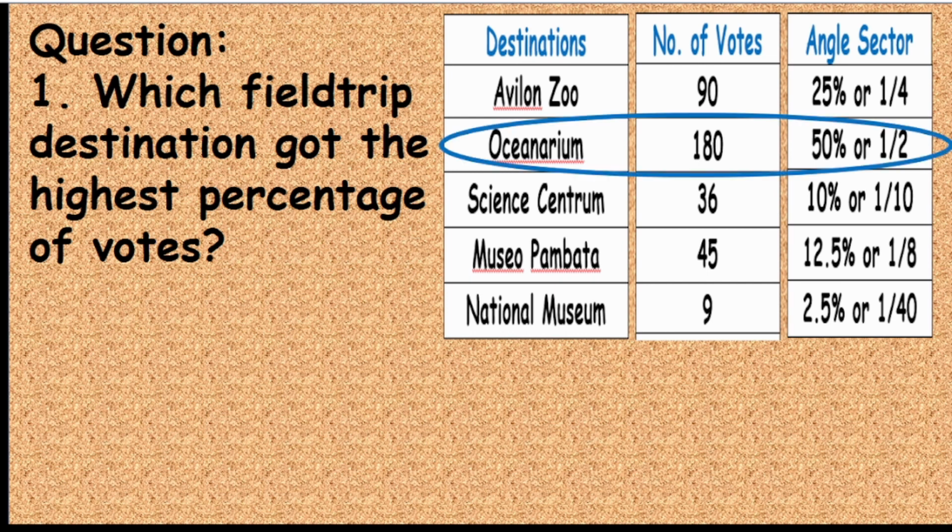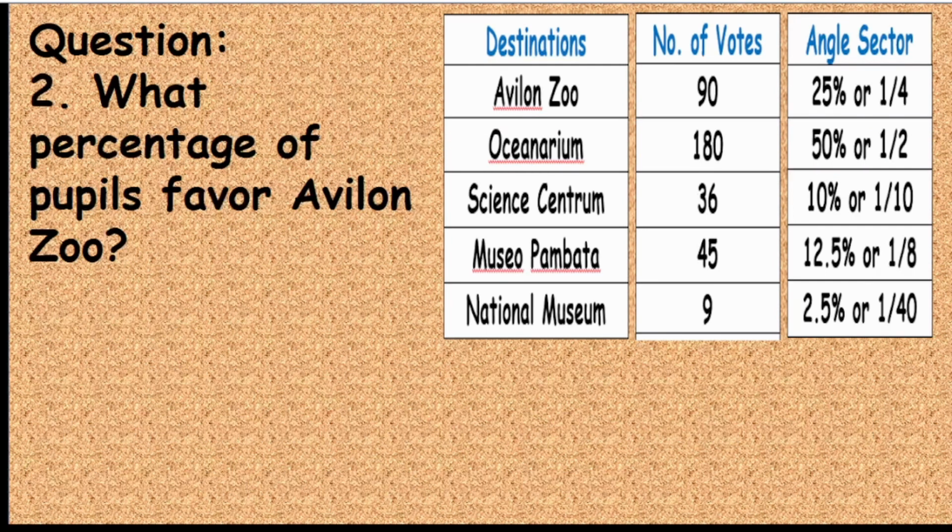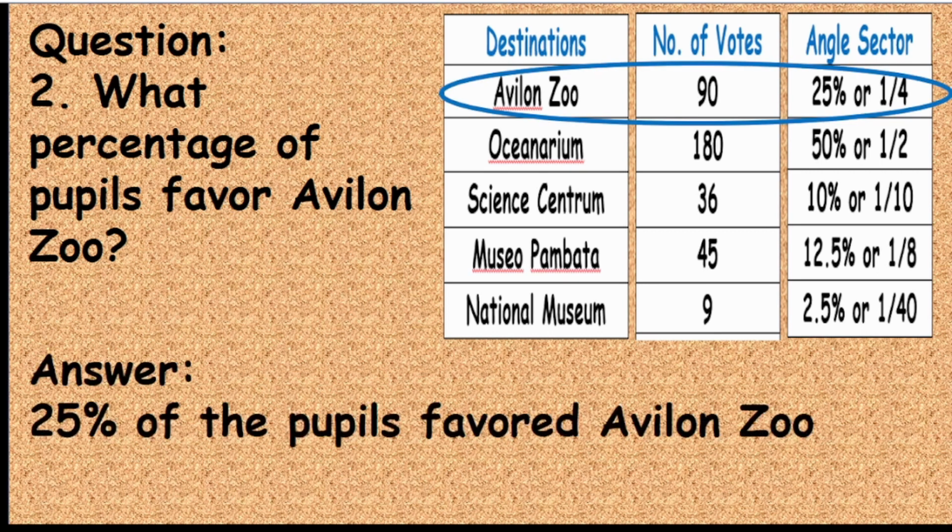So the answer is Oceanarium. Oceanarium got the highest percentage of votes, which is 50% of the total pupils based on the data presented. Number 2. What percentage of pupils favor Avalon Zoo? So the answer is 25% of the pupils favored Avalon Zoo.